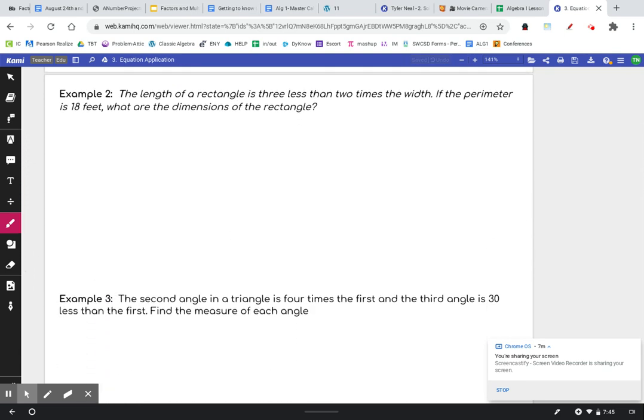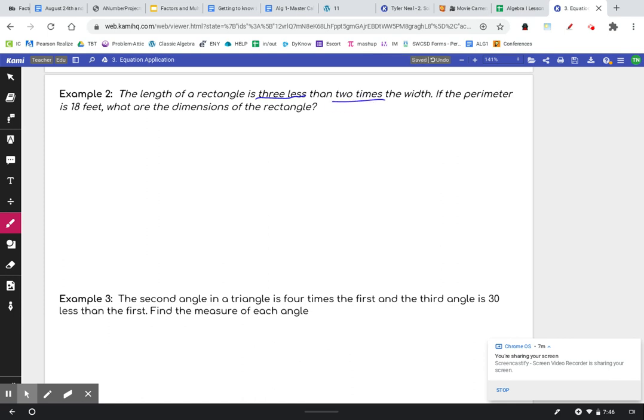Here we go. Looks like it's another one about a rectangle. I see that word here just a few words into this first example. Example number 2. The length of a rectangle is 3 less than 2 times the width. Pretty important, is 3 less than 2 times the width. If the perimeter is 18, what are the dimensions of the rectangle?